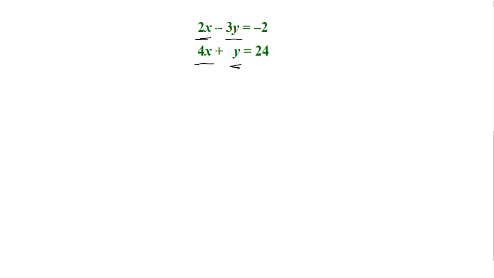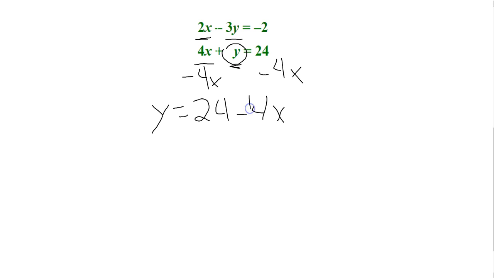The easiest one to solve for is going to be any variable that has a coefficient of 1. The only one in this case that has a coefficient of 1 is my y here. So what I'm going to do is solve for y in the second equation. To do that, I'm just going to subtract 4x on both sides. So my solved equation is y equals 24 minus 4x.